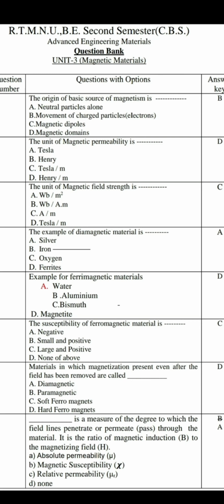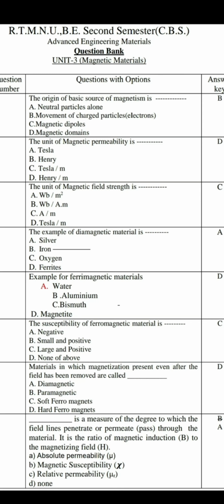Sixth, the susceptibility of ferromagnetic material is. Options are option A negative, B small and positive, C large and positive, D none of the above. So the correct answer is C, large and positive.